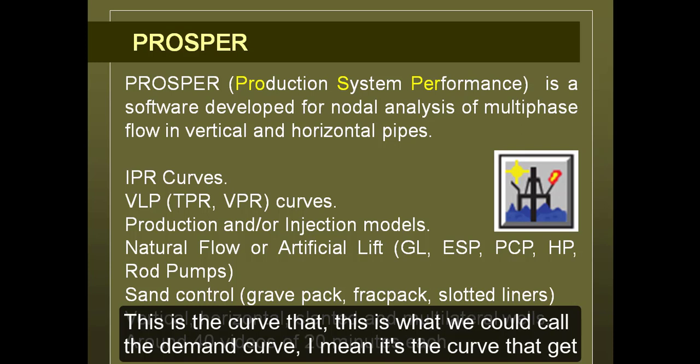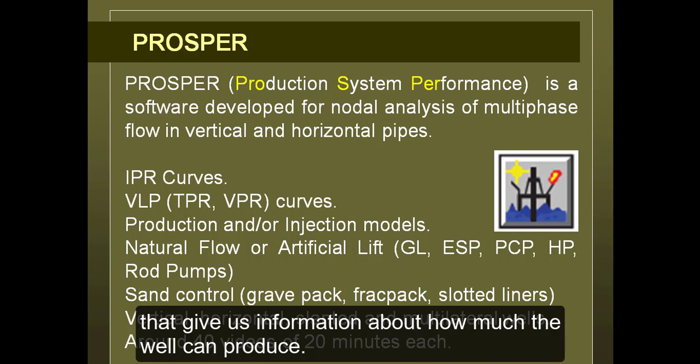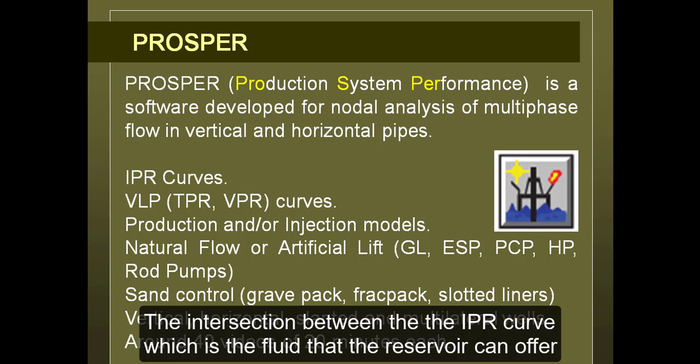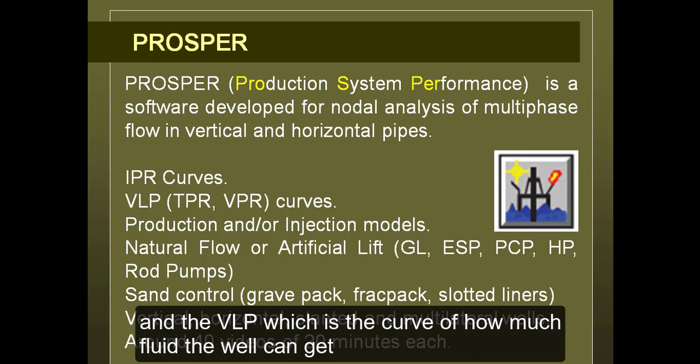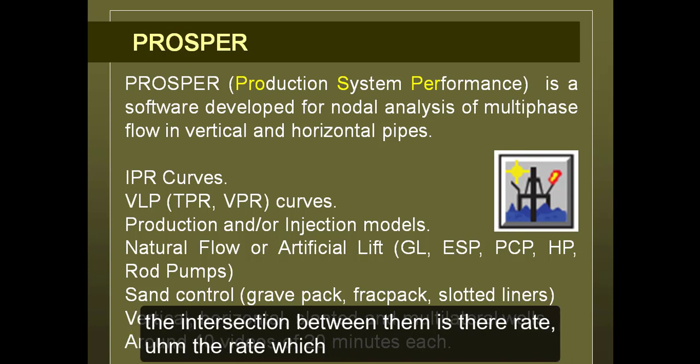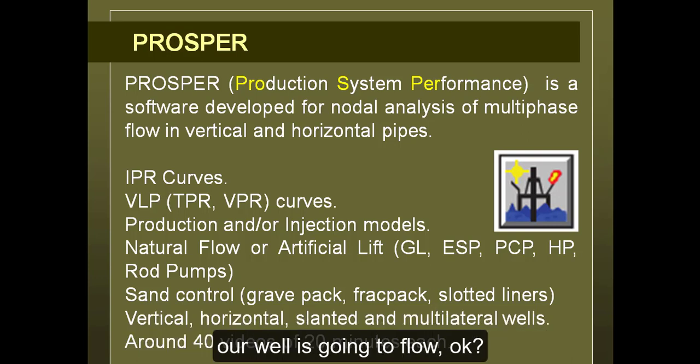This is what we could call the demand curve. I mean, it's the curve that gives us information about how much the well can produce. The intersection between the IPR curve, which is the fluid that the reservoir can offer, and the VLP, which is the curve of how much fluid the well can lift, the intersection between them is the rate on which our well is going to flow. Okay?